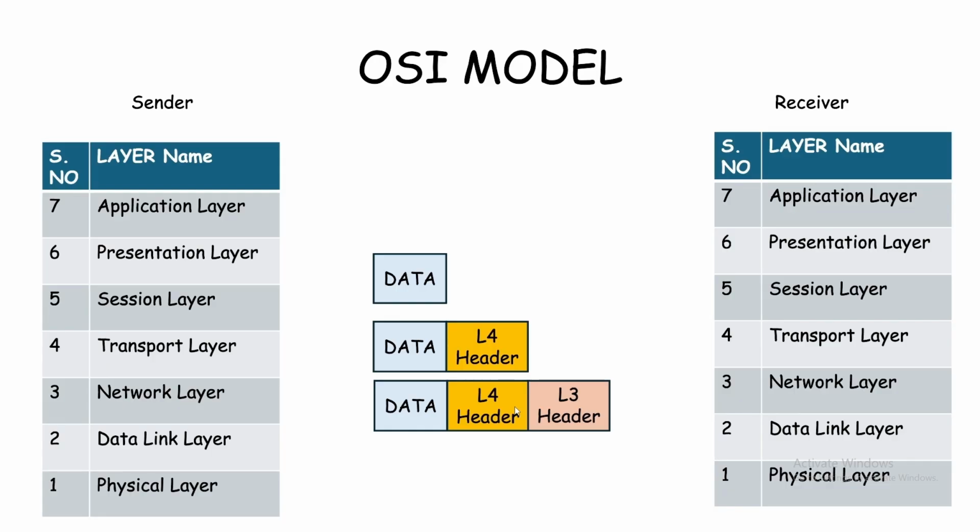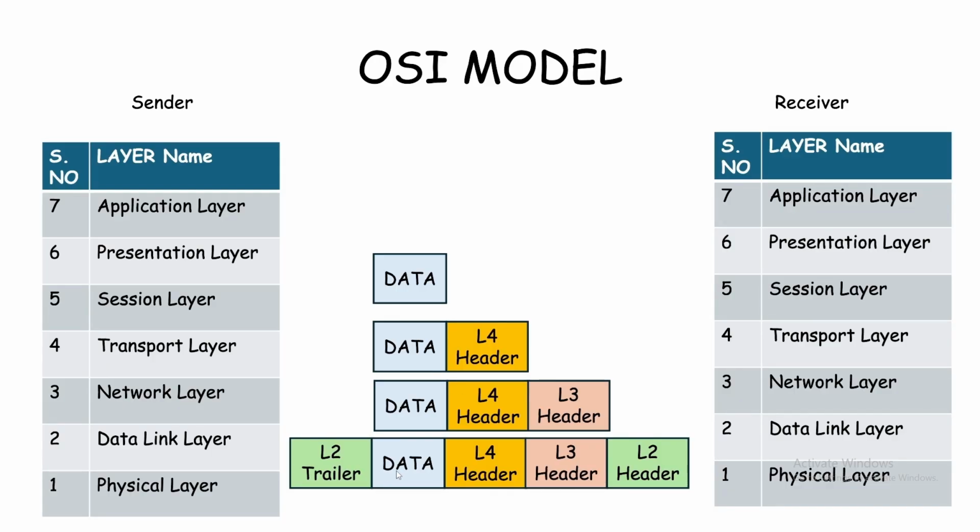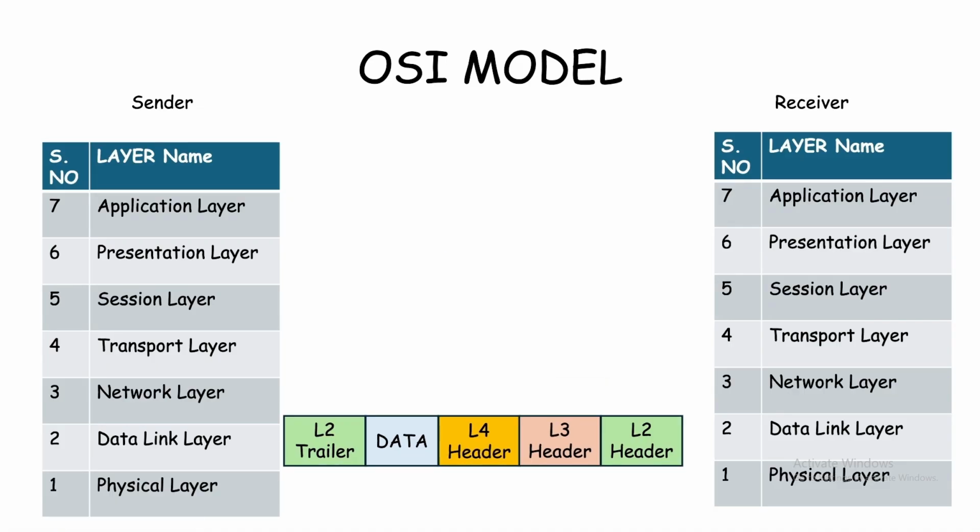And then moving to the data link layer. Here the data link layer will add an L2 header and trailer, where we have the source and destination MAC addresses. At this stage we call it a frame. And then it will be transferred through the physical cable, and it will come to the receiver end.